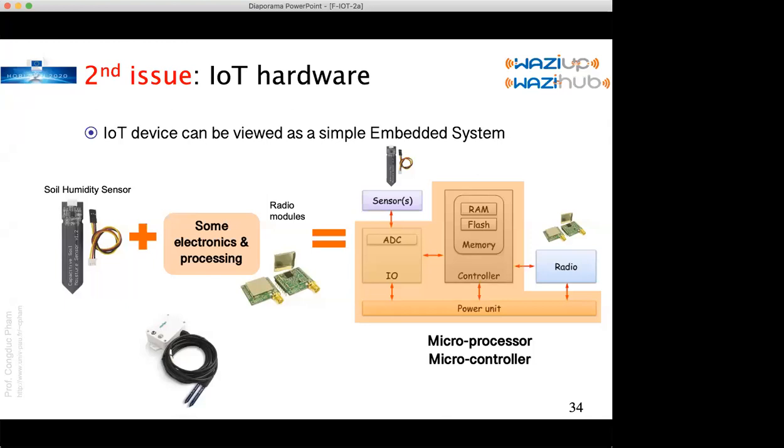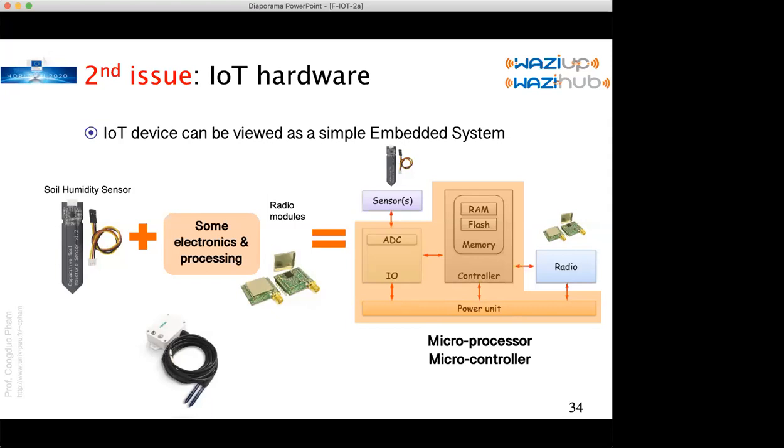let's move forward and talk about one of the issues, which is the IoT hardware. So this is an example of an IoT device. You usually have sensors, and you put some electronic processing, and then the radio module, which could be LoRa and so on. This electronic processing is represented here. Most of it is realized by what we call the microprocessor or microcontroller, okay?